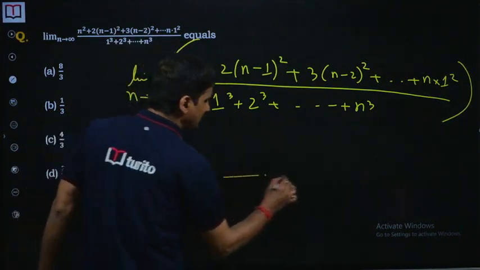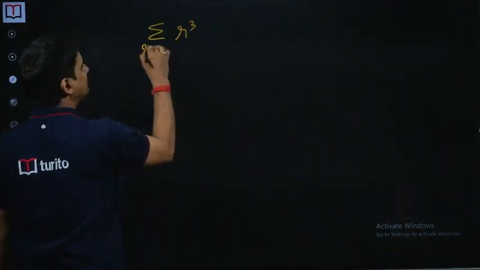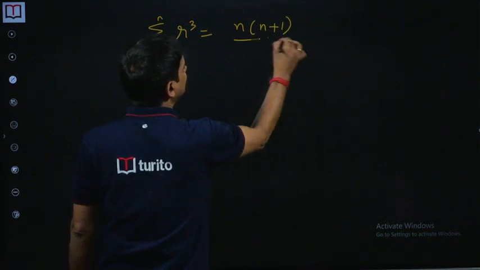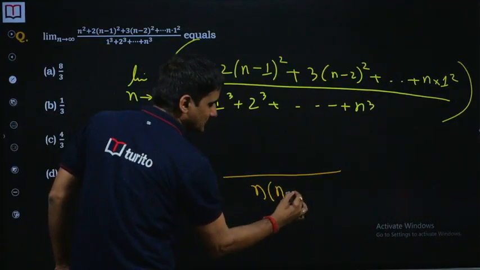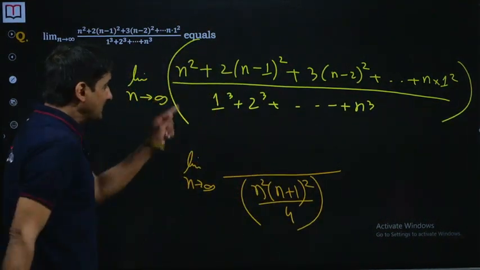So if you remember, or I shall write it somewhere, bachcho, we should remember that summation r cube, when r goes from 1 to n, is nothing but n into n plus 1 by 2, whole square. So that's what I'll be writing here. So the denominator is for sure n into n plus 1, whole square, by 4 here. That's it. But what about the numerator?